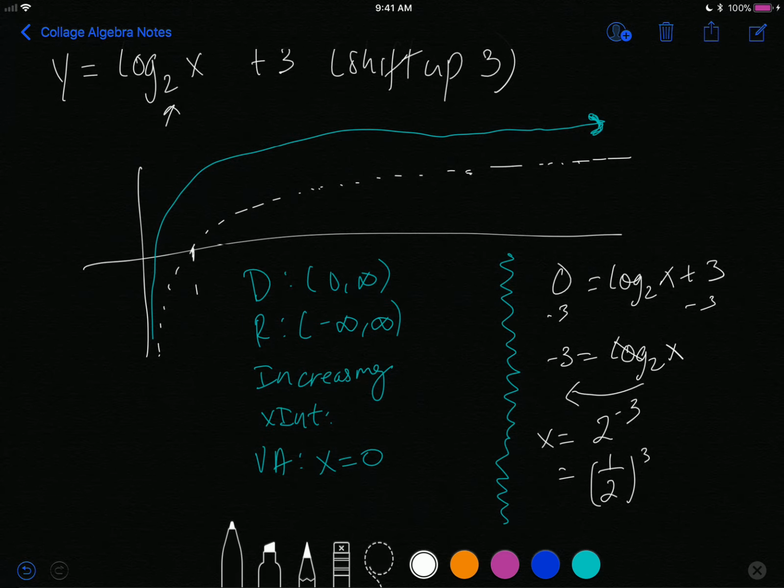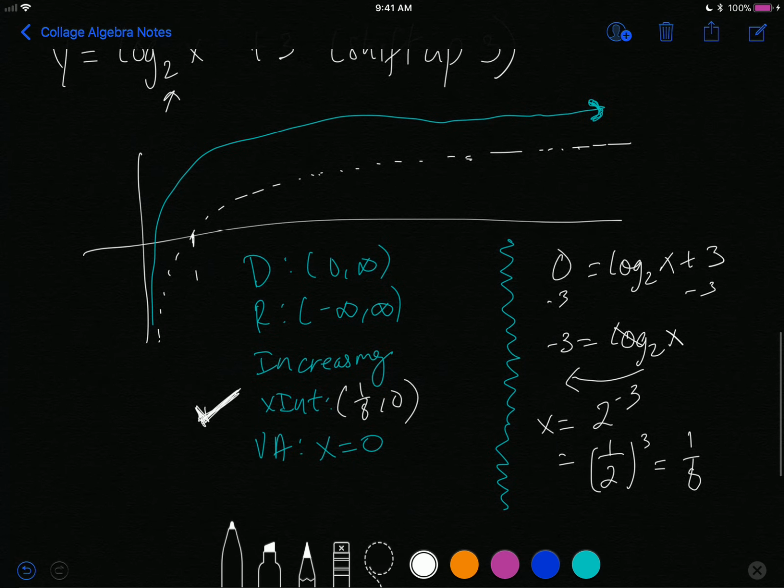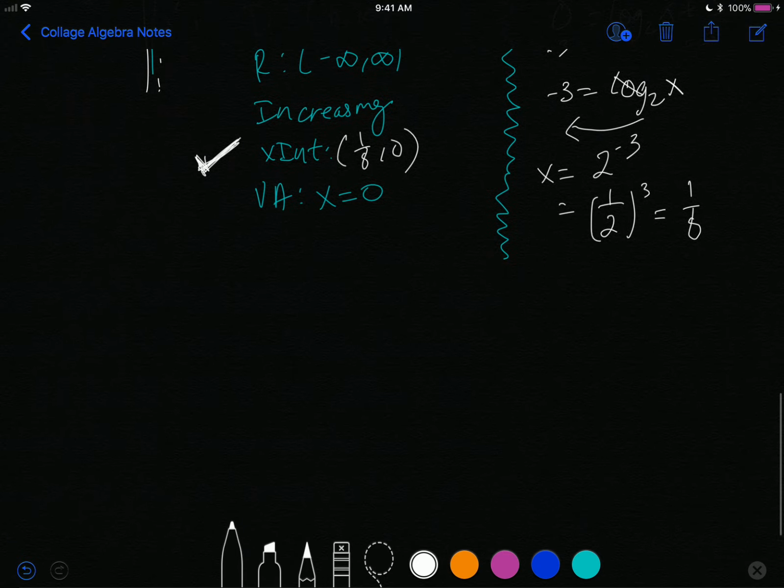Remember, negative power is not a minus sign, it means flip. 1/2 times 1/2 times 1/2 is 1/8. And so your x-intercept is (1/8, 0). Again, it's the only one of the 5 properties that will change. As you'll see in a moment, when I'm shifting the graph left or right, then you have a lot more properties changing. There we go. Again, you have to memorize and work through some of these examples to help you get a better understanding.